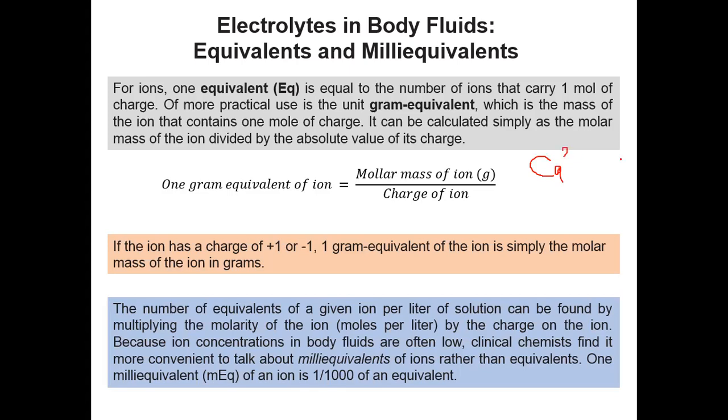Okay, so you need to first find the molar mass of calcium, and then you need to find what is 1 gram equivalent of ions of calcium. So to find 1 gram equivalent of an ion of calcium, you need to take the molar mass of calcium in grams and divide it by the charge on the ion. Can somebody find the molar mass of calcium?